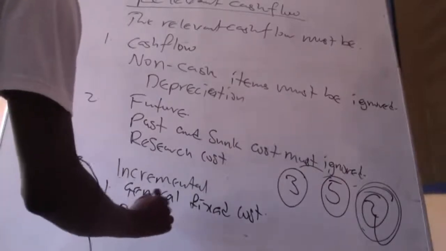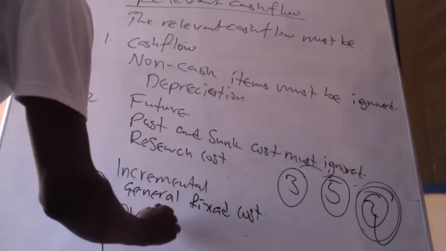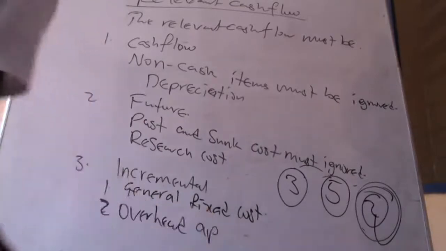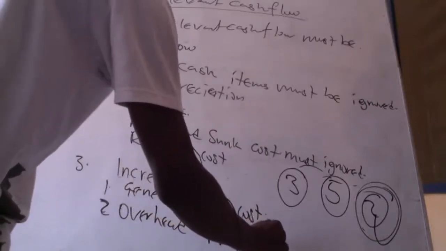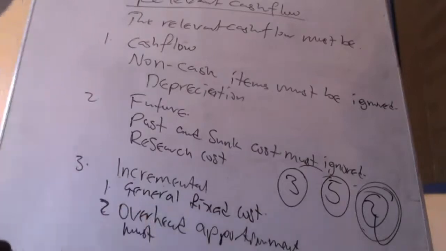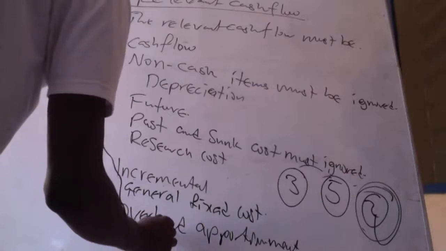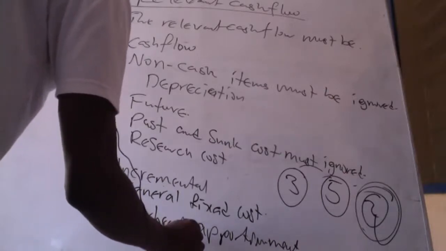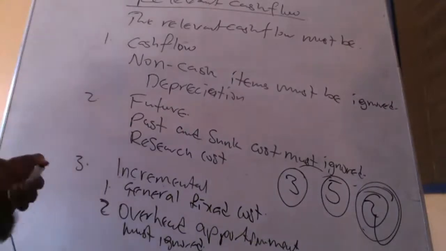Overhead apportionment must be ignored. Overhead apportioned, or apportioned overhead, must be what? Ignored. Like you are saying this.